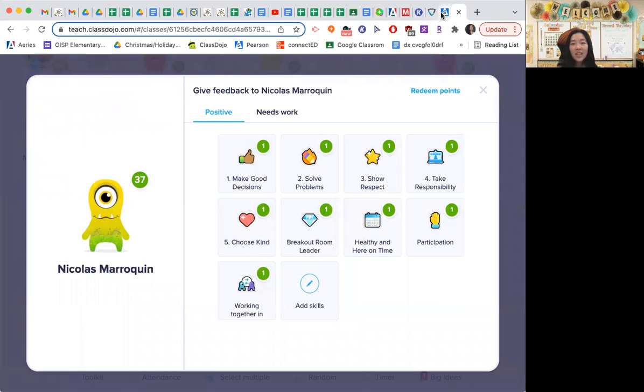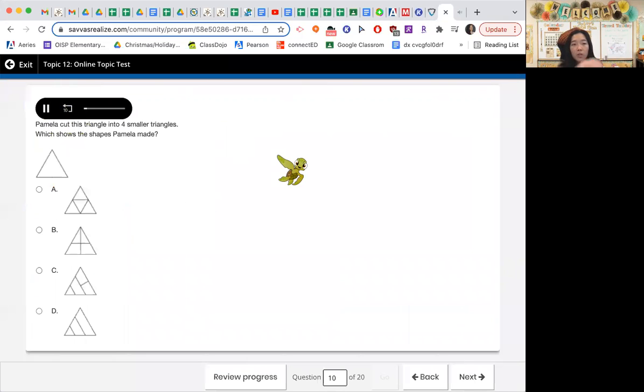Next up, we've got Nicholas. Pamela cut this triangle into 4 smaller triangles. Which shows the shapes Pamela made? Okay, so we're looking for 4 smaller triangles. So all of these are cut into fourths. I'll count them out for you. 1, 2, 3, 4. 1, 2, 3, 4. 1, 2, 3, 4. Except for D, which only has 3. So D is not our right answer because there's only 3.